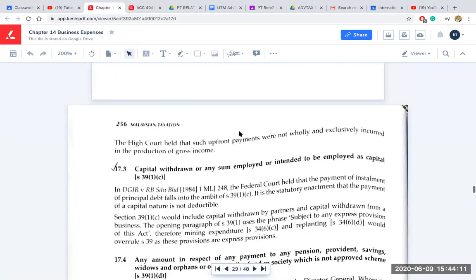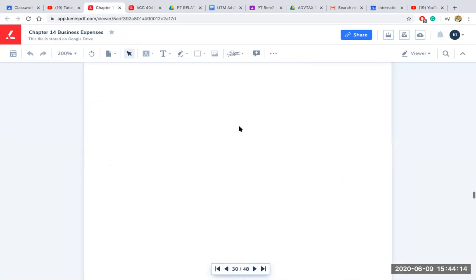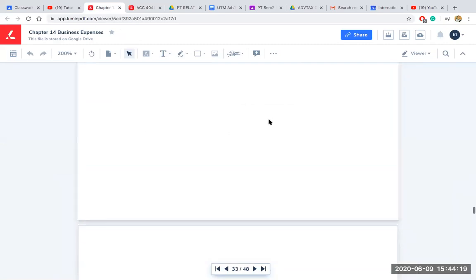Tak keluar. Ada tapi I cannot see my face. I don't like it. I don't know why. Kalau you want to see, nampak lah. Can you see my face?